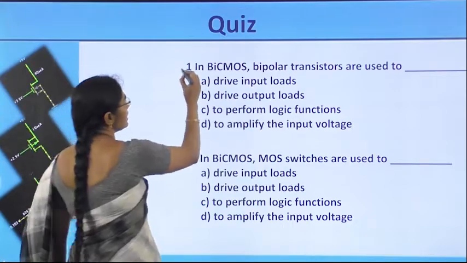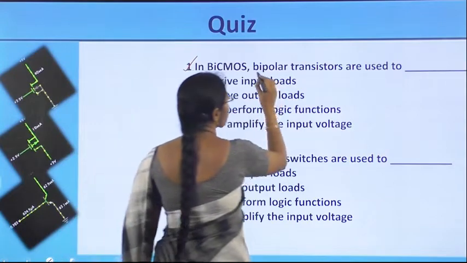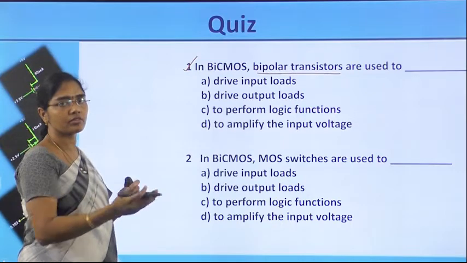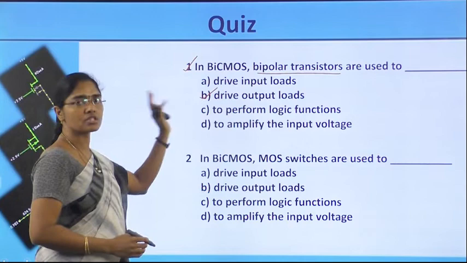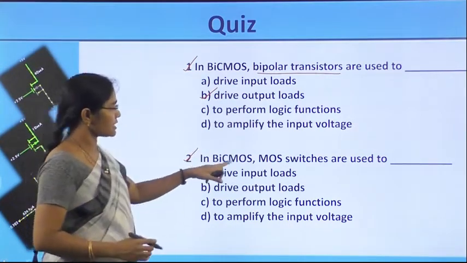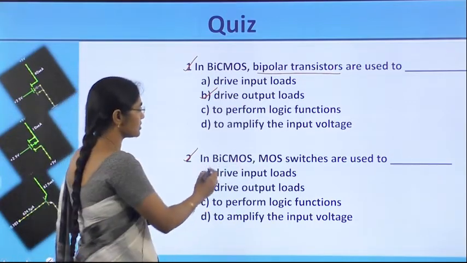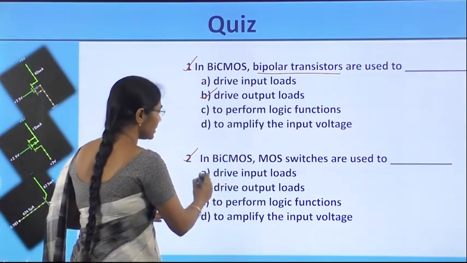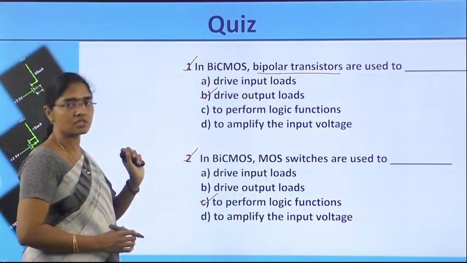First question, in BiCMOS, bipolar transistors are used to drive the output. So, in the construction we have seen already bipolar transistors are used for the driving of the output. So, to drive the output loads, these bipolar transistors are used. Second one, in BiCMOS, MOS switches are used to perform the logic functions. Where are the MOS switches used? In the functionality, that is to drive the inputs to perform the logic functions.